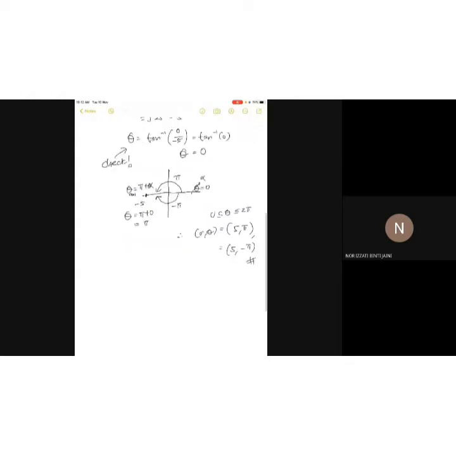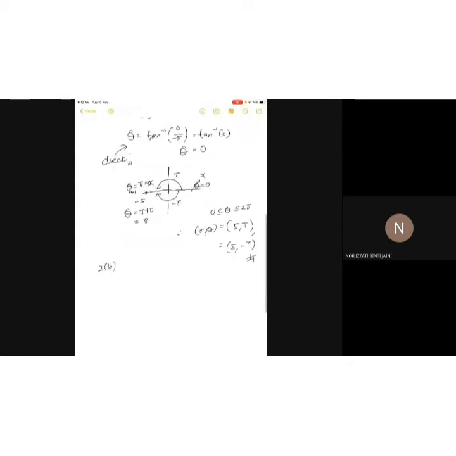Sama juga untuk 2B dan 2C. So awak kena check balik. Contoh 2B tu. Kalau saya lukis, dia ada kosong, negatif 2. Maksudnya X dia kosong, Y dia negatif 2. Y negatif 2 kat mana? Bawah ni kan? Okay, so this one will be theta equals to 3 pi over 2. So inilah awak punya theta.